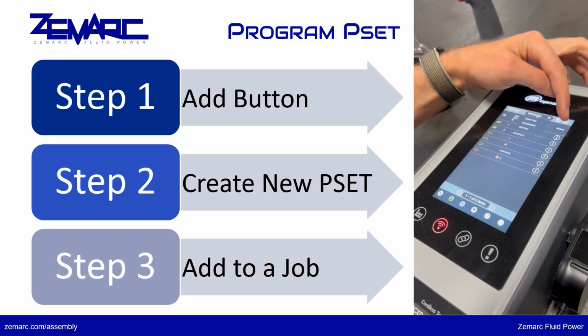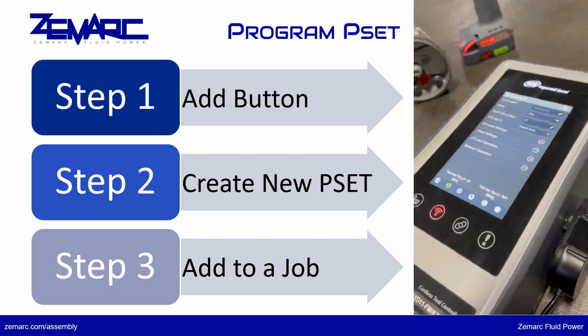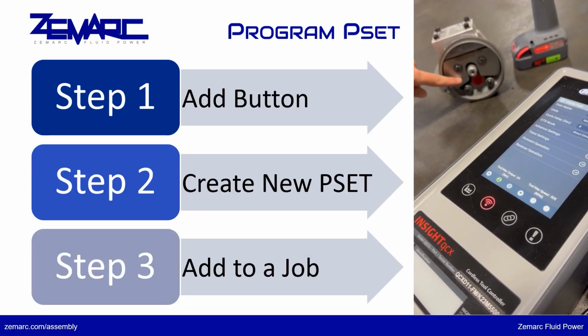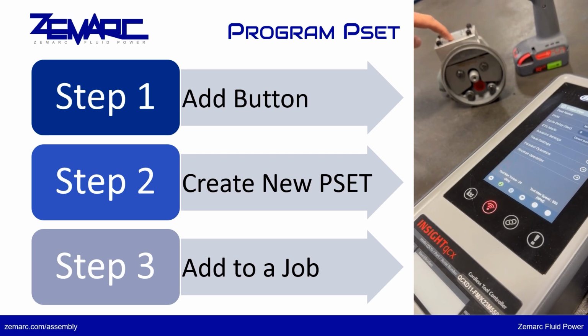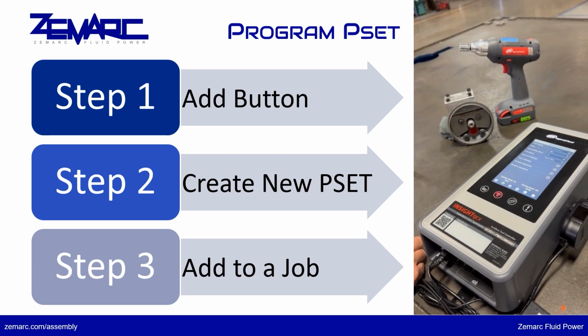First, we'll get started with setting up a PSET. This is your torque, angle, and speed requirements for an individual task within an assembly. In this case, we're assembling a hydraulic gear pump, which requires the following 2 tasks or PSETs.